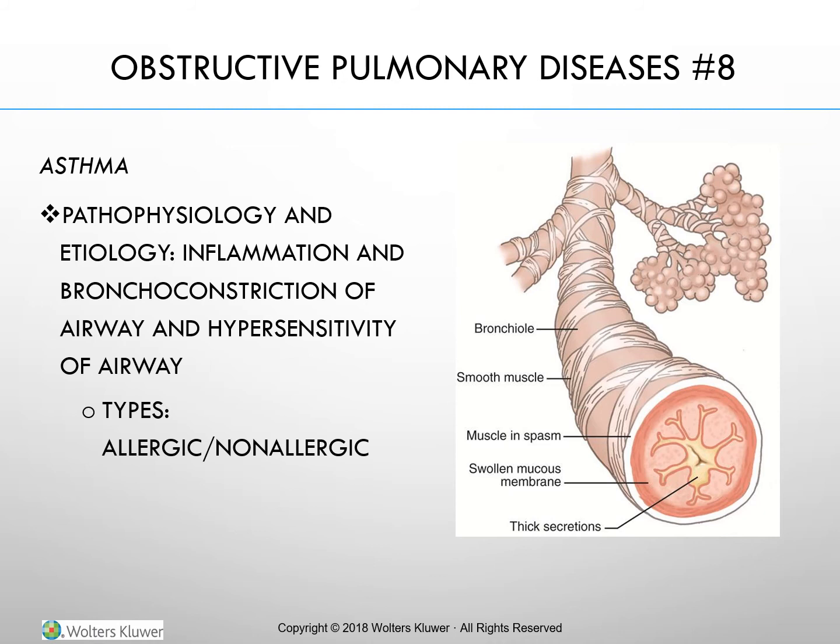There appears to be a significant relationship between bronchiolitis, which is inflammation of the bronchioles in the first year of life, and development of asthma in early childhood. Asthma may be limited to occasional attacks, with the client symptom-free between attacks.